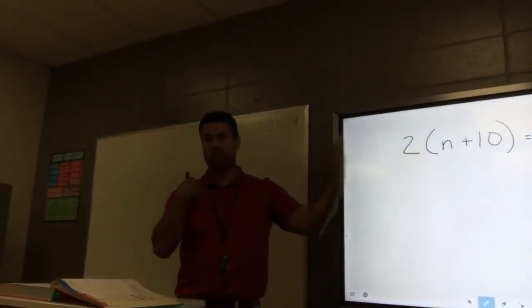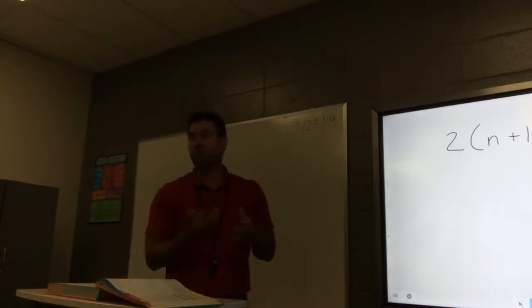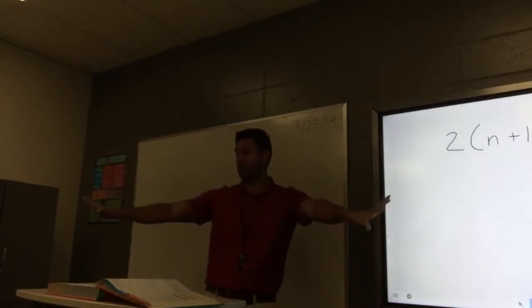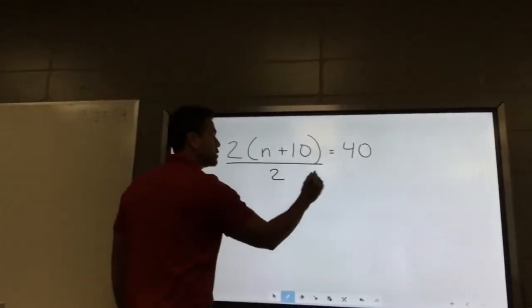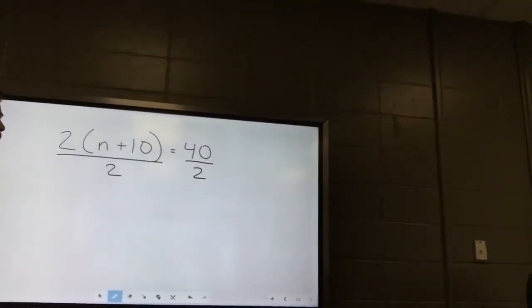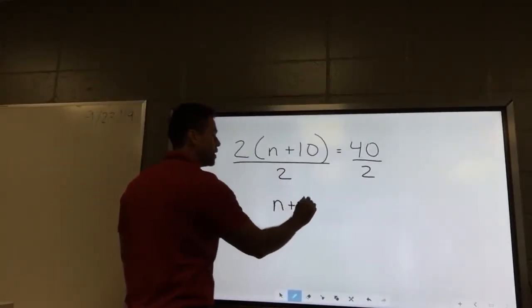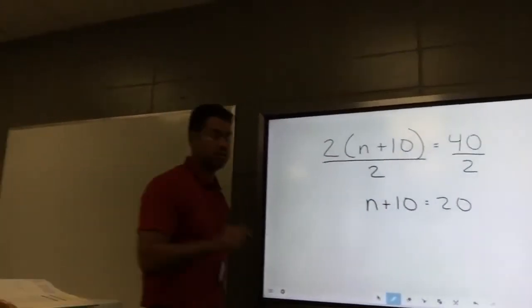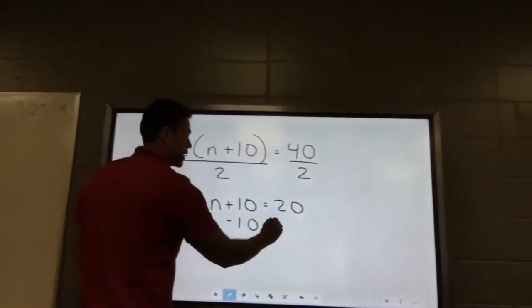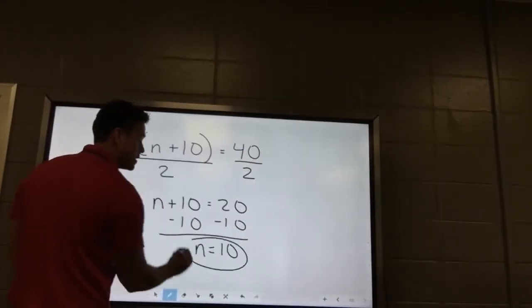Justin? Are we giving the special way? And we're just doing another way, because you could do it this other way too. We divide both sides by 2. Okay, you're going to divide both sides by 2, right? These 2's cancel each other out. You're left with n plus 10 equals 20. And then what would you do to both sides? Subtract 10 from both sides, you get n equals 10. And that is the answer.